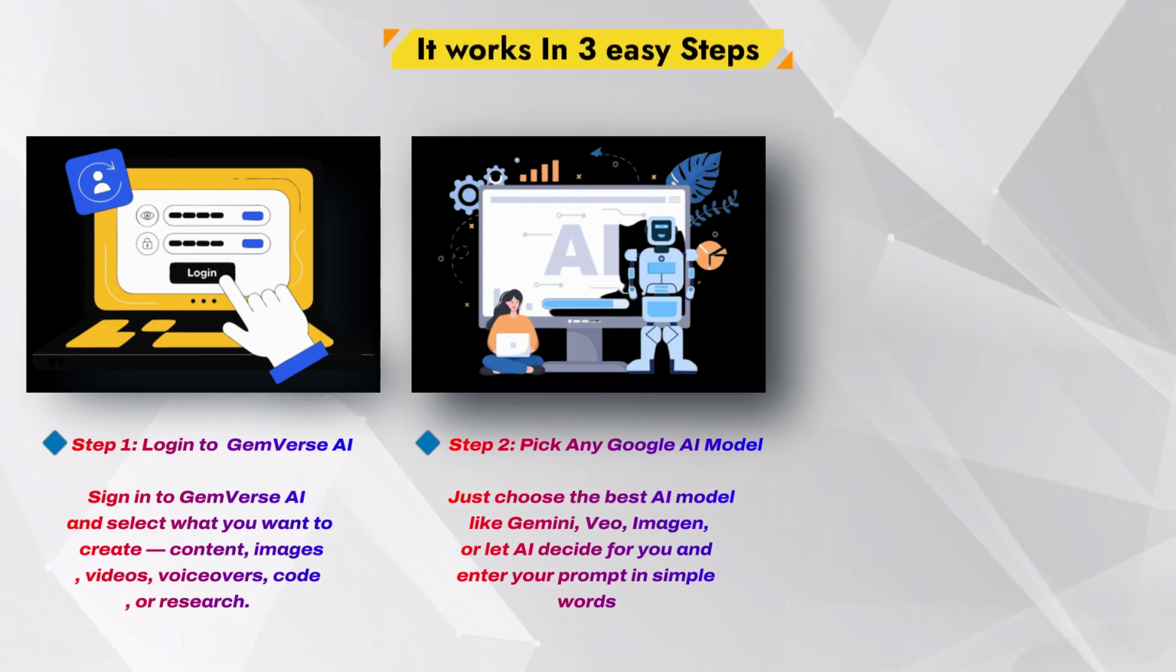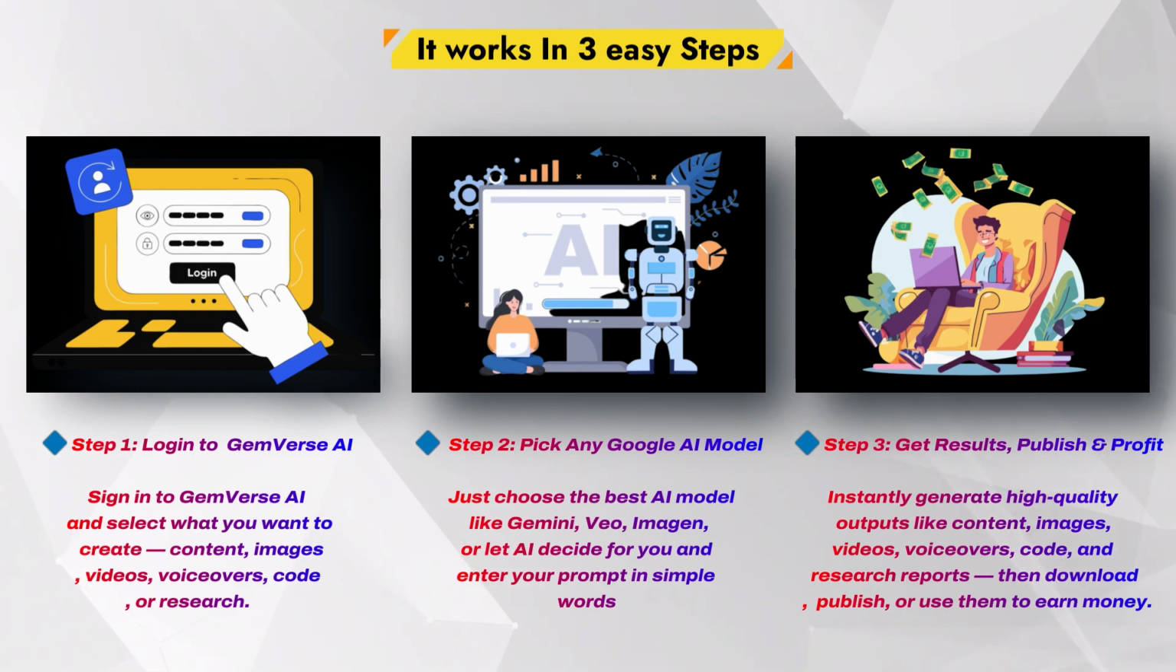in simple words. Step 3. Get results, publish, and profit. Instantly generate high-quality outputs like content, images, videos, voiceovers, code, and research reports. Then download, publish, or use them to earn money.